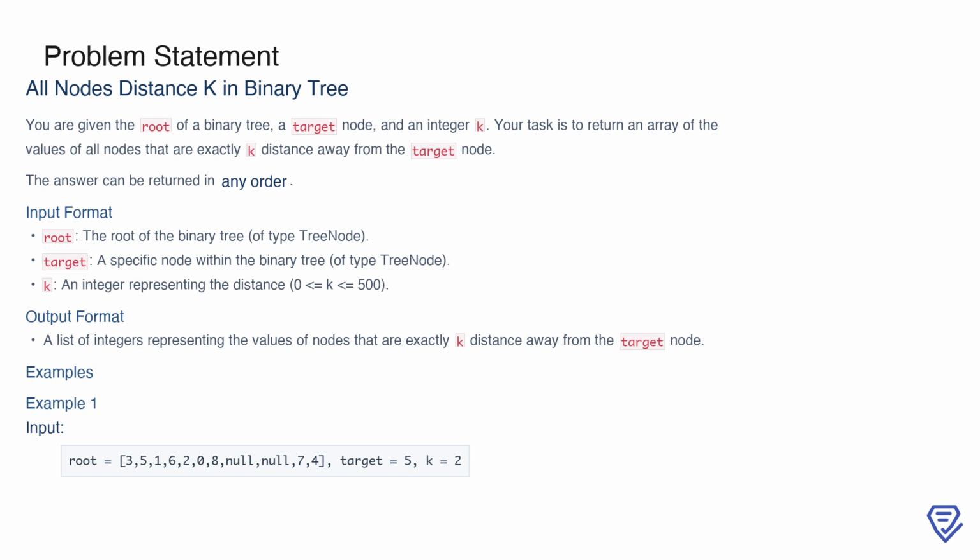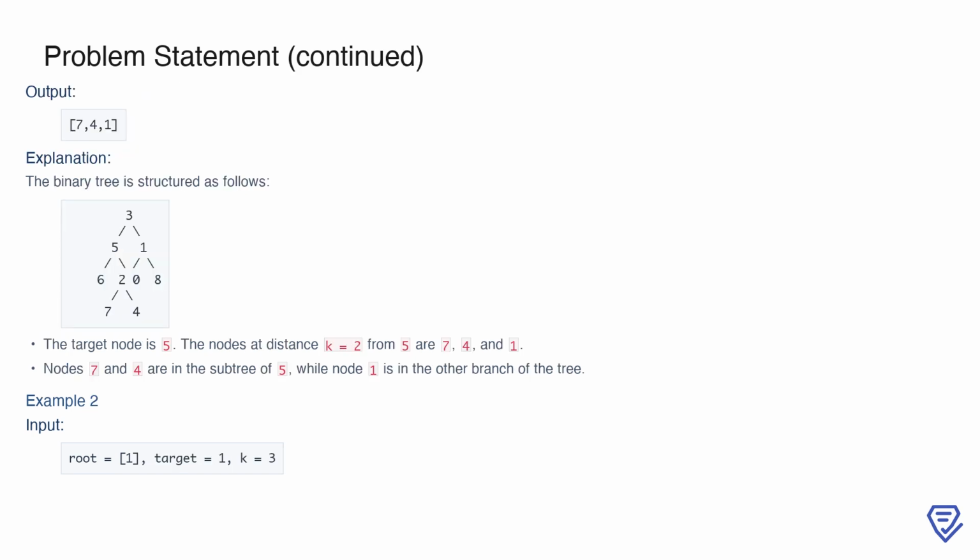array does not matter. For the input format, we are given the root of a binary tree, the target node, which is of type tree node, and an integer k that falls in the range from 0 to 500. For the output format, we need to return a list of integers representing the values of the nodes that meet this distance condition. Let's consider an example to understand the problem better.